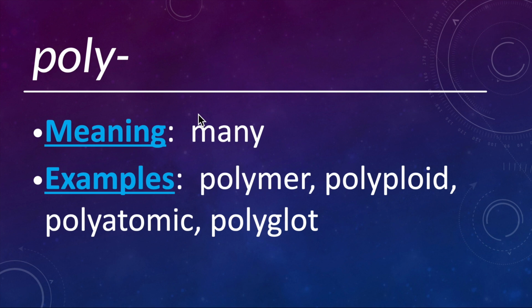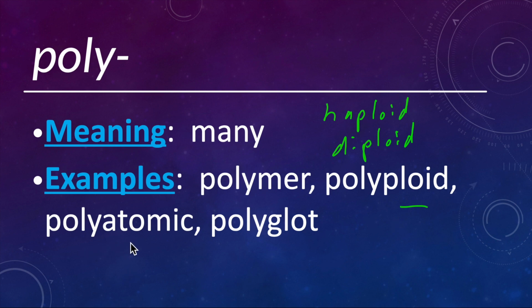So poly means many. So polymer is basically a chemical compound that's made of many smaller subunits, like starches are polymers of glucose. A lot of plastics are also polymers. So polyploid refers to genetics or biology, and it means basically that you have many sets of chromosomes. So we have haploid, which basically means you have one set of every chromosome. You have diploid, which basically means you have two sets of every chromosome. And then you can have polyploid, which means you may have 3 or 4 or 5, whatever, sets of chromosomes.